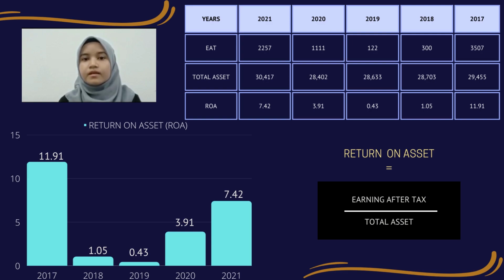Return on assets. Next, the term return on assets refers to a financial ratio that indicates how profitable a company is in relation to its total assets. Furthermore, the formula for return on asset is earning after tax divided by total assets and multiplied by 100. After we calculate the formula for the return on assets, in 2017, the group hit the highest return on asset margin at 11.91%.